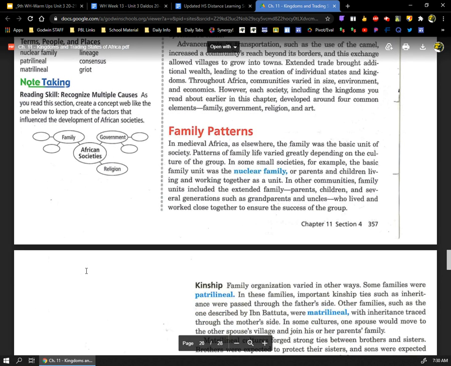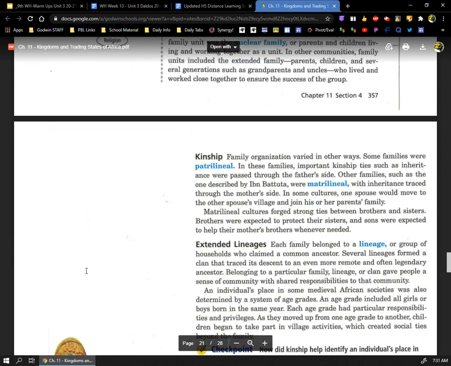In medieval Africa, as elsewhere, the family was the basic unit of society. Patterns of family life varied greatly depending on the culture of the group. In some societies, for example, the basic family unit was the nuclear family, or parents and children living and working together as a unit. In other communities, family units included the extended family: parents, children, and several generations such as grandparents and uncles, who lived and worked close together to ensure the success of the group.